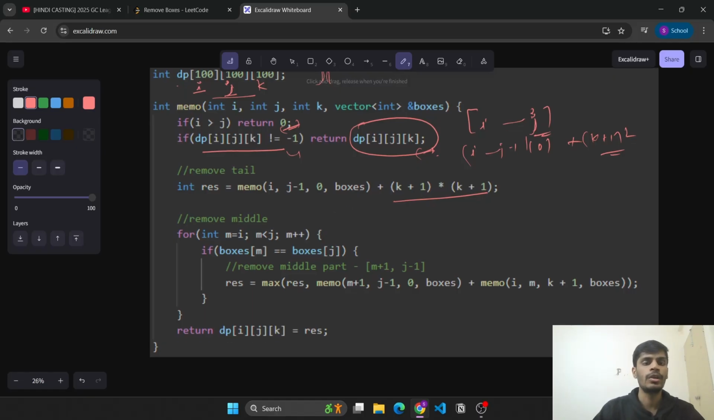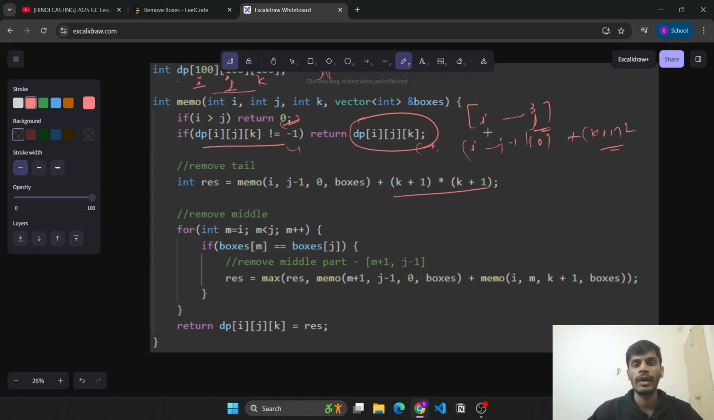And else if we remove the middle part, that means we need to find some m whose value is the same as box of j. So we find this m, and the new subproblem will be i till m with k plus 1, plus dp of m plus 1 till j minus 1 with the zeroth count. So we call the memo function for m plus 1, j minus 1, 0 and the memo function for i comma m with k plus 1 count, so with the increased count.